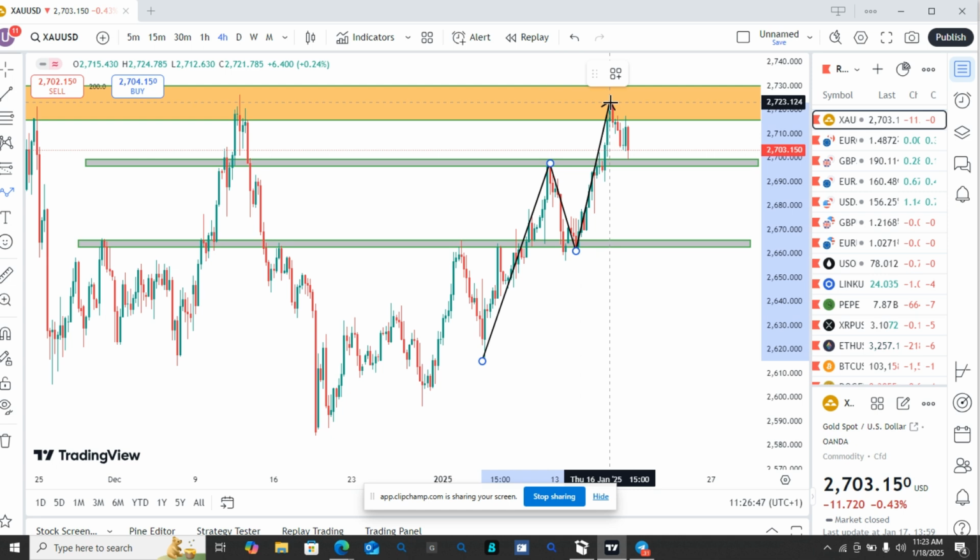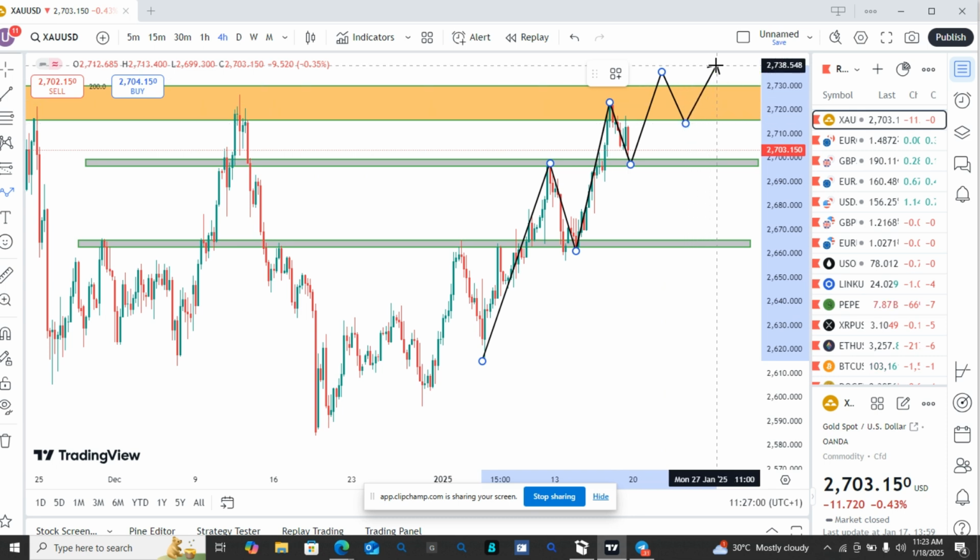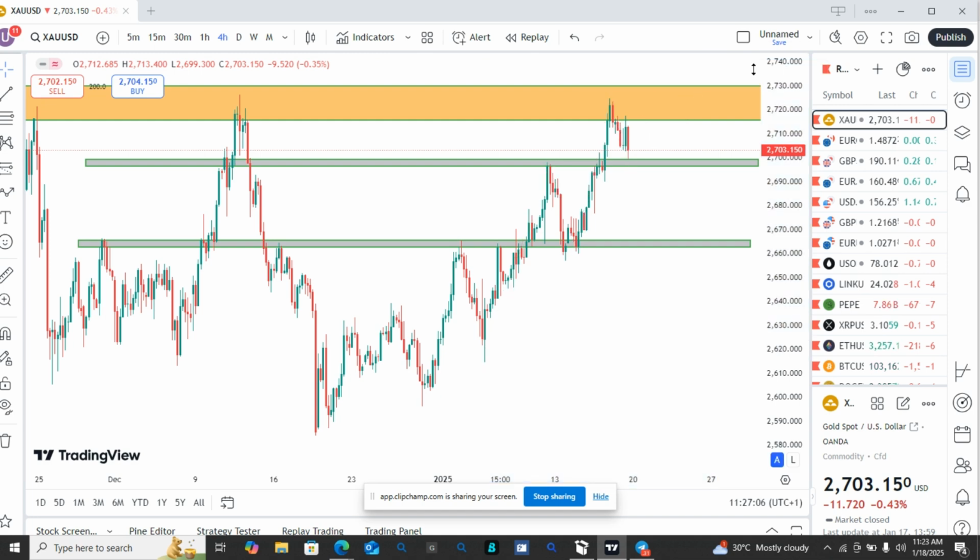So we expect this price to do what? Come back, which it has done, it has tested this level. We expect it to do what? To break and close above here before we think of picking up another buy at this zone to our weekly resistance level. So this is how we'll be picking up these entries on gold.